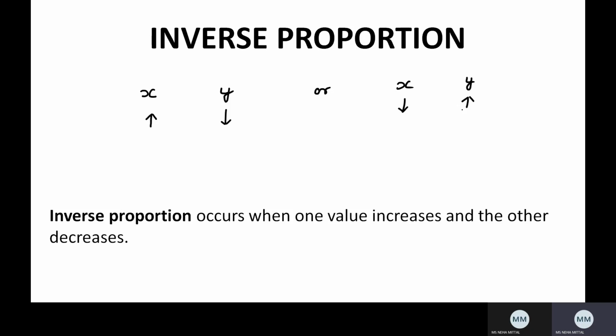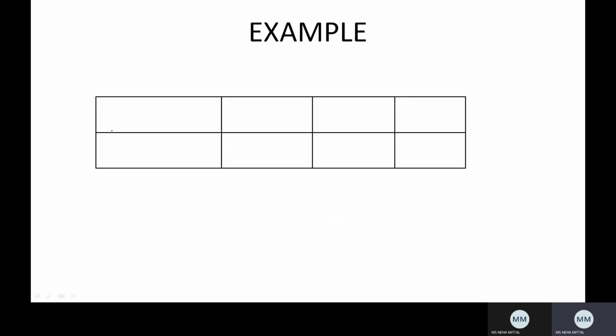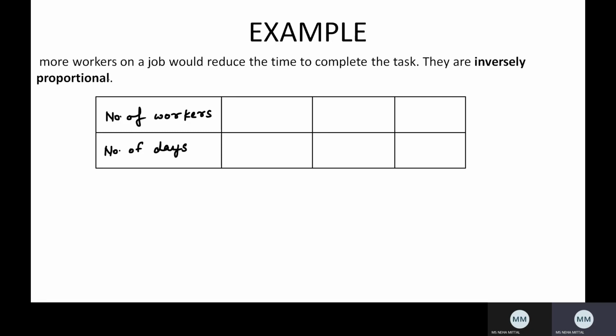To understand it, let us consider one example. Suppose there are some workers who are making a wall, and the other quantity is the number of days to complete that wall. If we keep on increasing workers, the number of days to complete the wall gets decreased. So, more workers on a job would reduce the time to complete the task. So, these are inversely proportional.